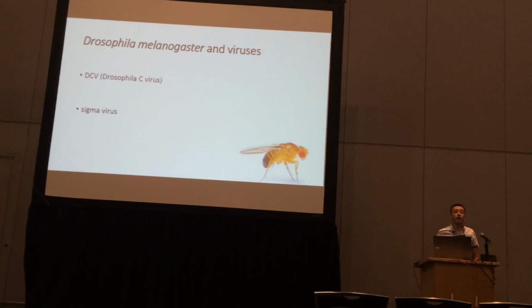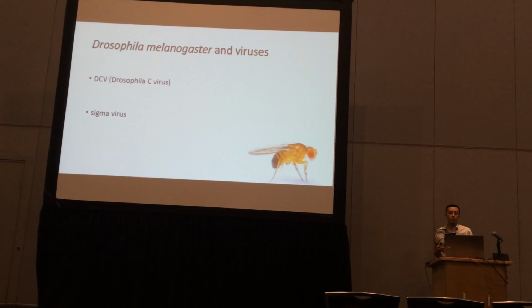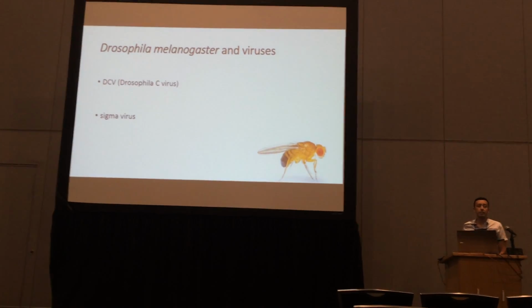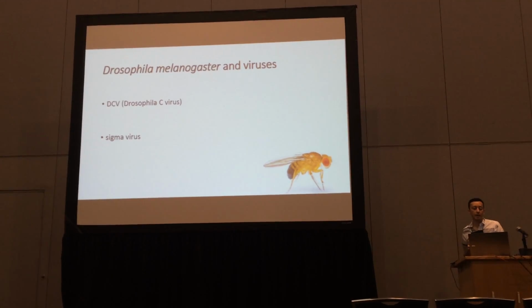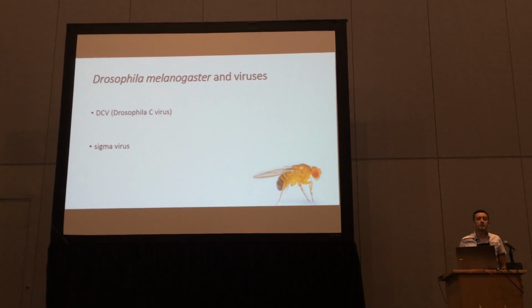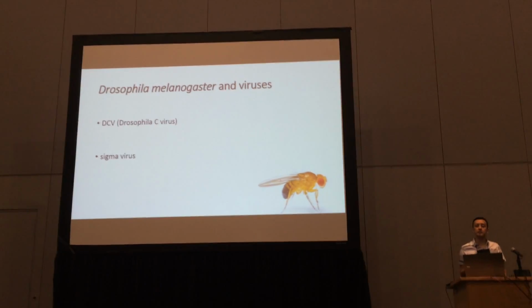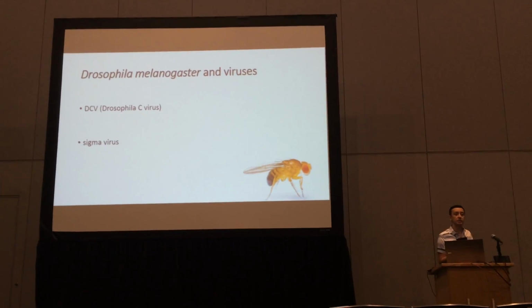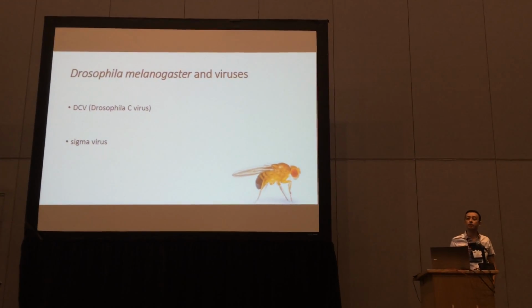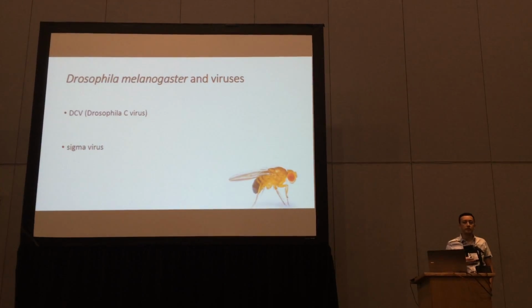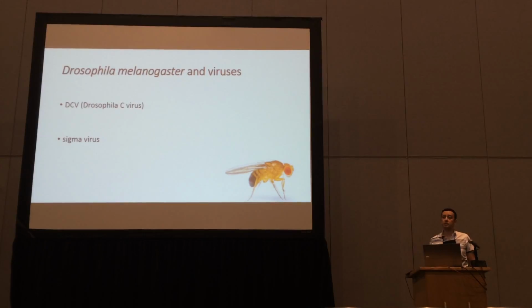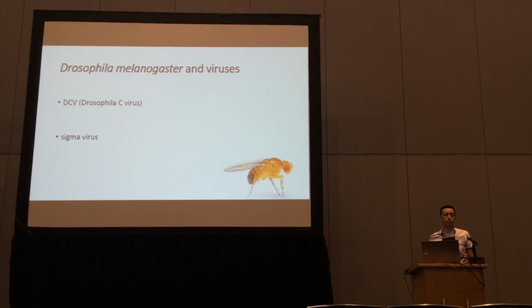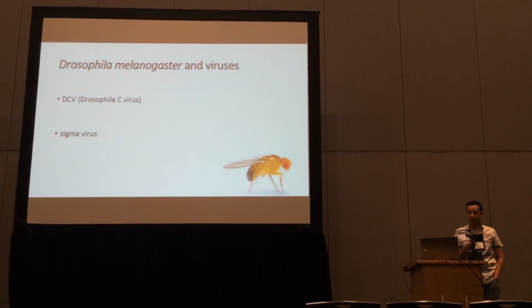So today I'm going to talk about two viruses that attack Drosophila in the field. These are two of the main viruses of Drosophila: DCV, Drosophila C virus, and the Sigma virus. DCV is a highly virulent virus. It is horizontally transmitted, and it kills a fly in just a few days. The Sigma virus is a little bit less virulent. It's vertically transmitted, but it causes about a 20% reduction in the fitness of the fly.